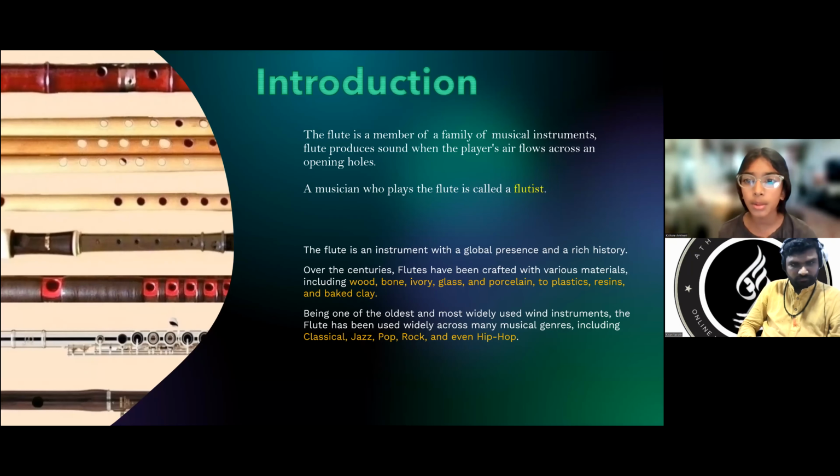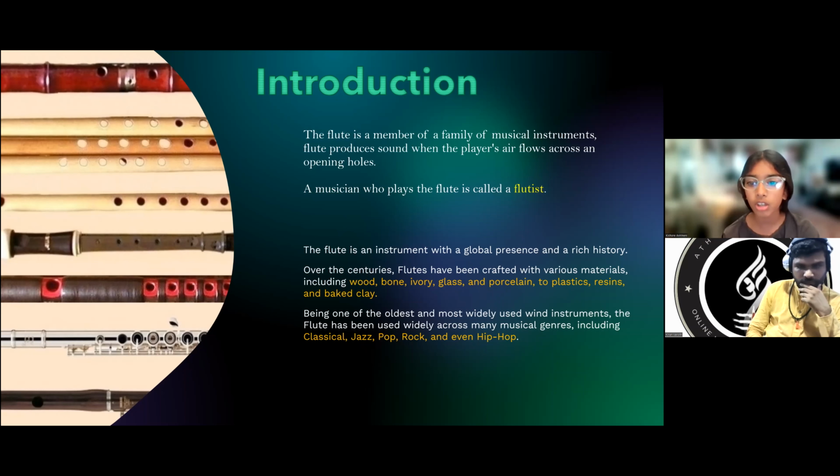Introduction. The flute is a member of a family of musical instruments. A flute produces sound when the player's air flows across the opening and holes. A musician who plays the flute is called a flutist. The flute is an instrument with a global presence and a rich history.